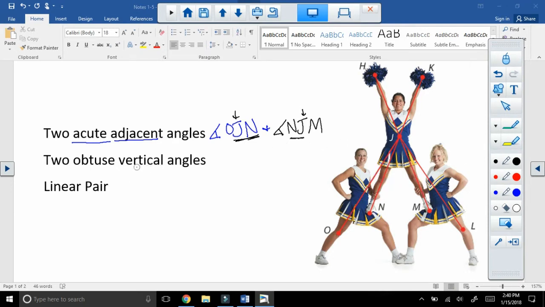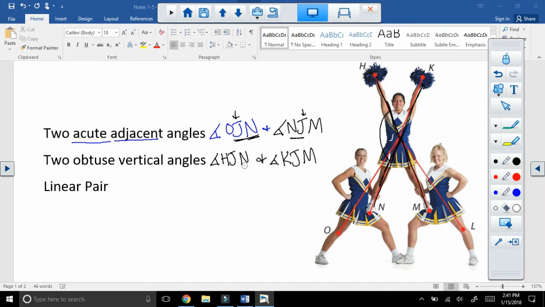Two obtuse vertical angles. Remember the vertical angles are the ones that when you have an X, they're straight across from each other. So what I like to do sometimes is draw that X in first. This whole angle, so we're talking about angle HJN, this angle here would be vertical from this angle here. That is angle KJM.